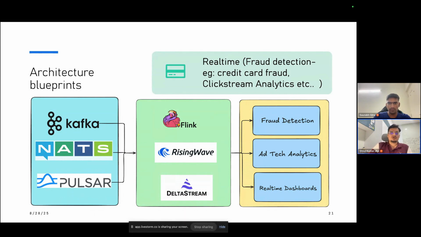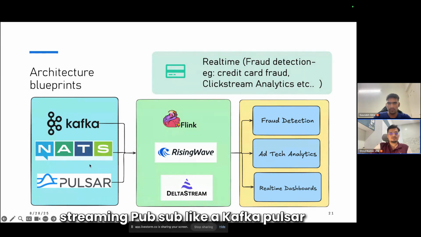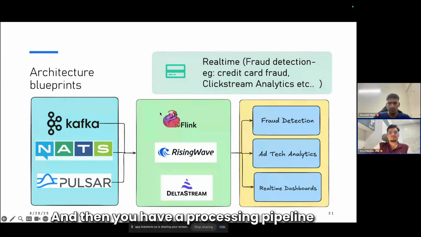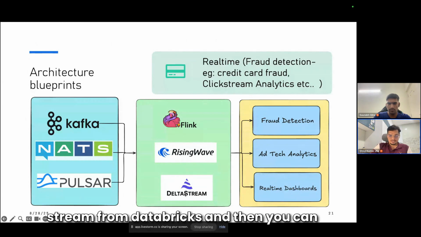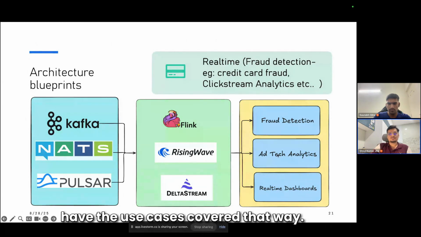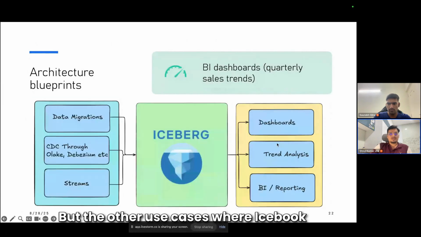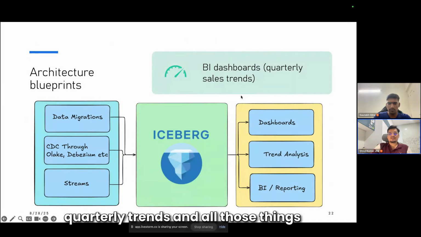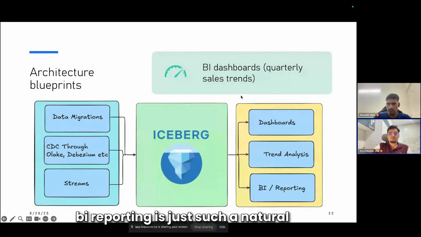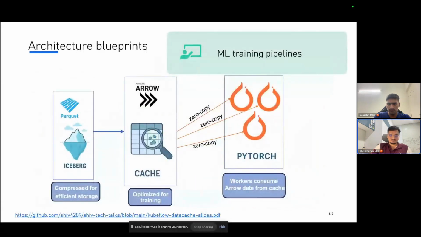Those I would do it through streaming pub sub like a Kafka, Pulsar, Nats, or Red Panda or whatever, and then you have a processing pipeline in Flink, Rising Wave, or Spark, data stream from Databricks, and then you can have the use cases covered that way. But the other use cases where Iceberg will just fit so well is you can get every kind of data, put it into Iceberg, and then you can make your quarterly trends and all those things, right? BI reporting is just such a natural fit here.